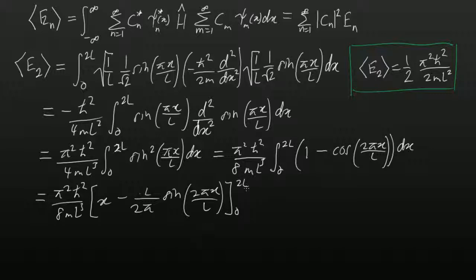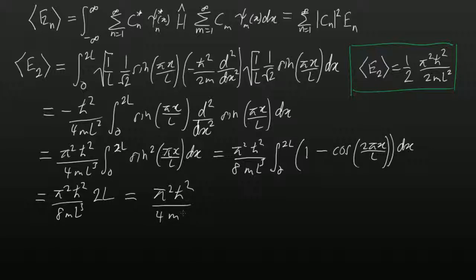Alright. So plugging in the 2L, the zeros of course return nothing. 2L in here makes that sine 0, so what we're left with here is a 2L. Oh, you can see it already. Left with a 2L. So that equals pi squared h bar squared on 4mL squared, which equals what we were looking for.